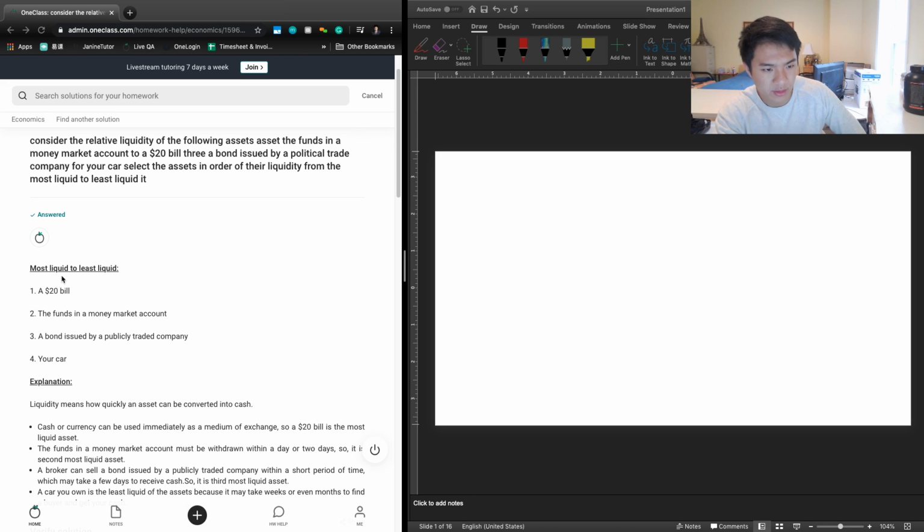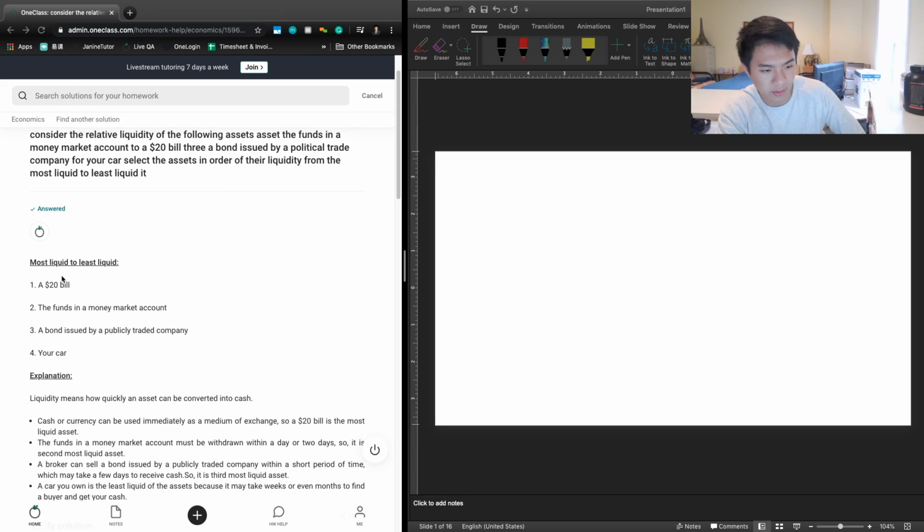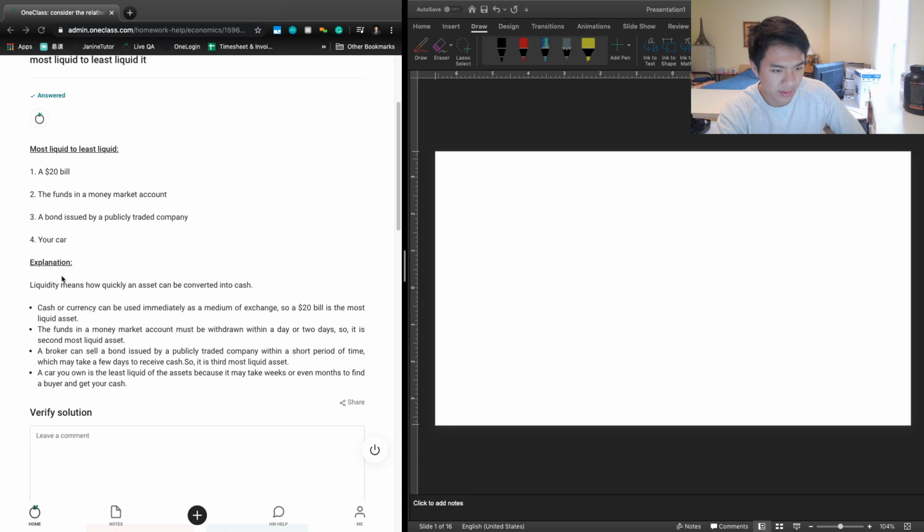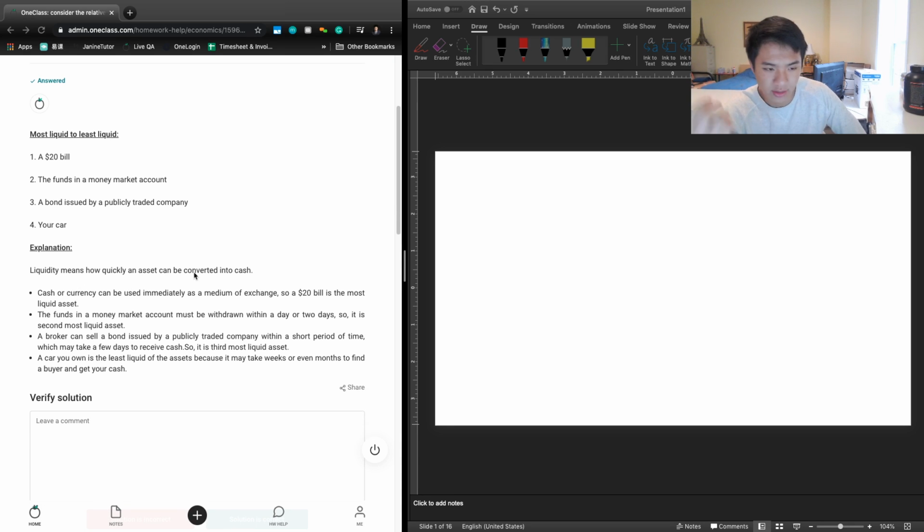So the previous tutor said, from most liquid to least liquid: $20 bill, money market account, a bond, and your car. Great, so we get the same order as them. Their explanation is that liquidity means how quickly an asset can be converted into cash. Perfect. Cash or currency can be used immediately, so a $20 bill is the most liquid asset. The funds in a money market account must be withdrawn within a day or two, so it is the second most liquid asset. A broker can sell a bond issued by a publicly traded company within a short period of time, and it may take a few days to receive cash. That's right. And finally, a car you own is the least liquid of the assets, because it may take weeks or even months to find a buyer and get your cash.